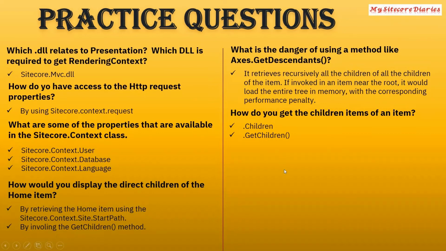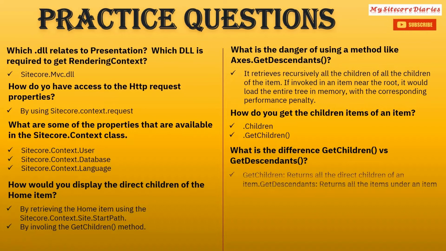How do you get the children items of an item? There are two ways to get the children of an item. The first is the .Children property and the other is the GetChildren method. What is the difference between GetChildren versus GetDescendants? GetChildren returns all the direct children of an item, whereas GetDescendants returns all the items under an item.